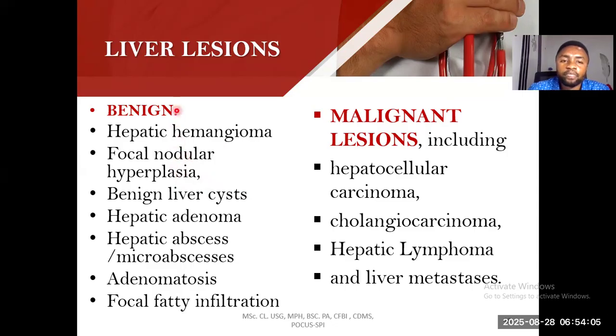Okay. Now, the benign lesions are hepatic hemangiomas, focal nodular hyperplasia, benign liver cysts, hepatic adenomas. It comes all the way to focal fatty infiltration. Then the malignant lesions, which are cancers, are hepatocellular carcinoma, cholangiocarcinoma, hepatic lymphomas, and liver metastasis. All these are also cancers. So we have to go through all of them.